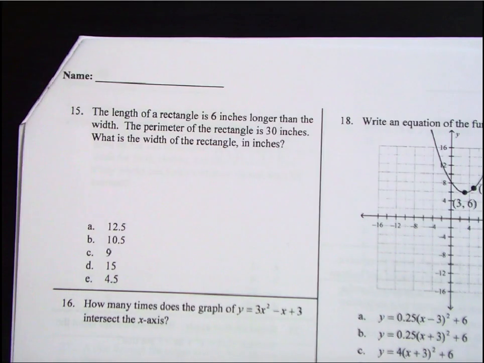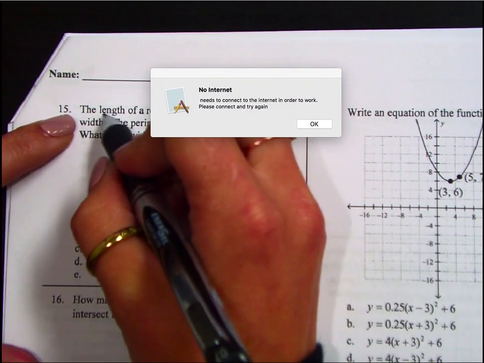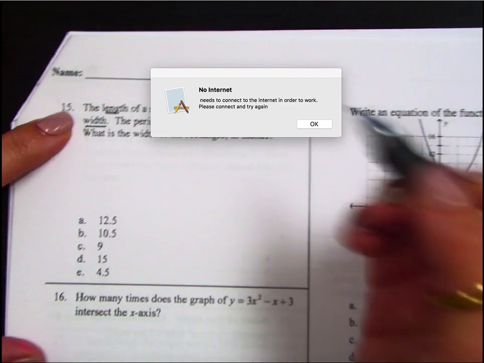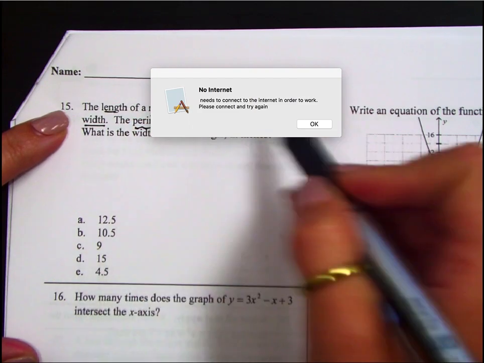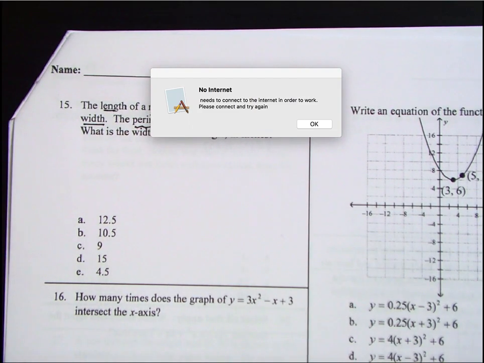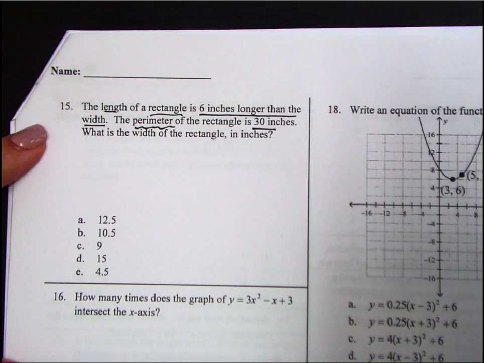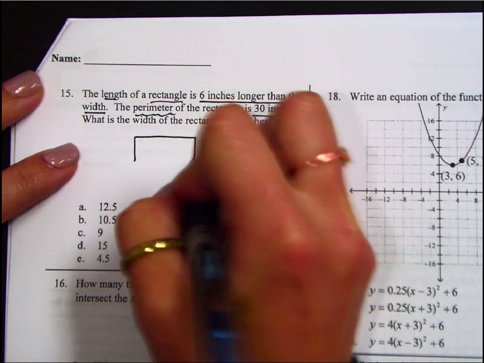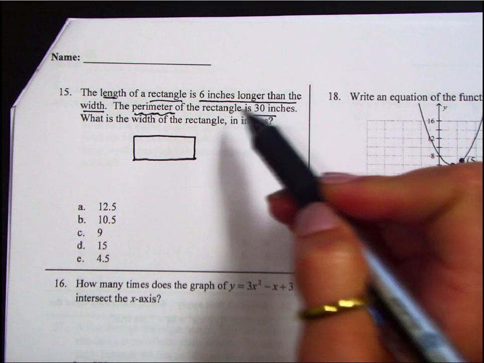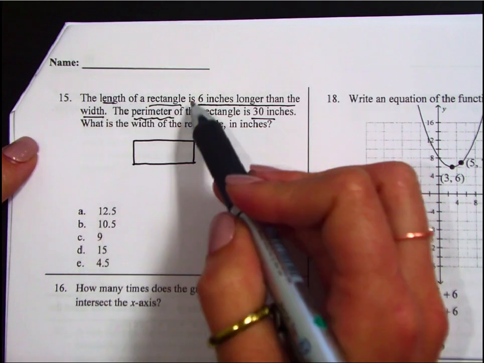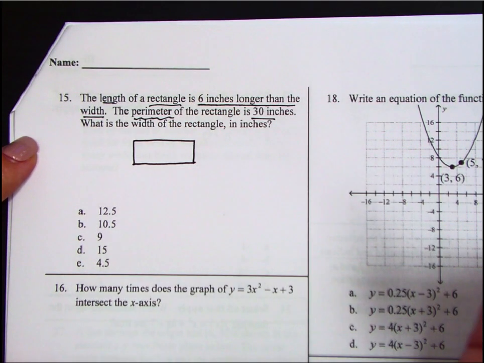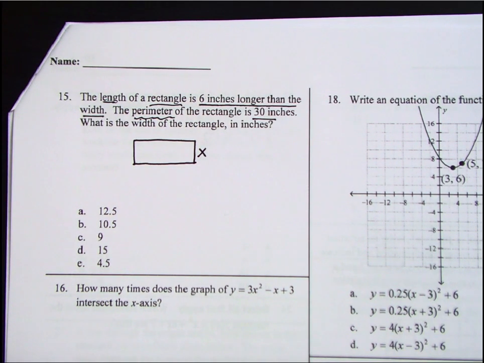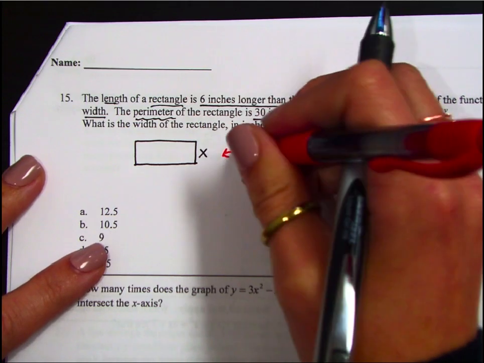Number 15, the length of a rectangle is 6 inches longer than the width. Then they tell us that the perimeter of the rectangle is 30 inches. So what is the width? Okay, it's helpful if we draw. We're talking about a rectangle, and all they tell us about the sides is that the length is 6 inches longer than the width. We don't know what the width is, so we can go ahead and just call it x. Okay, so that will represent the width.